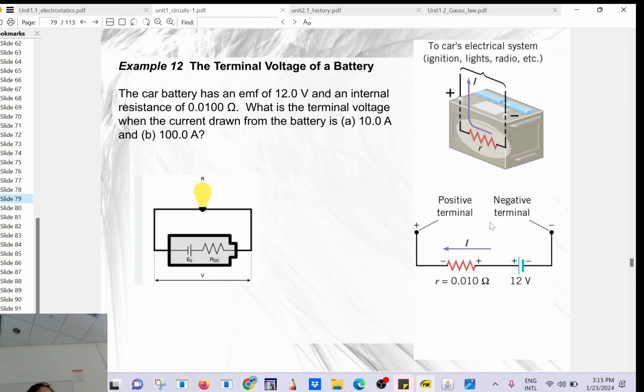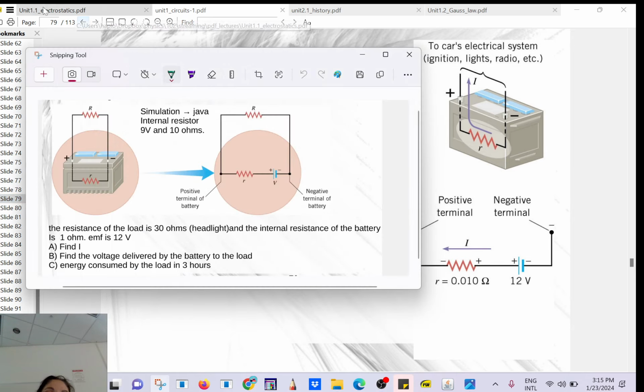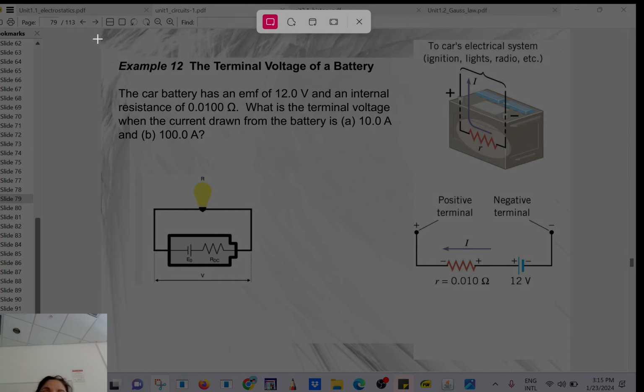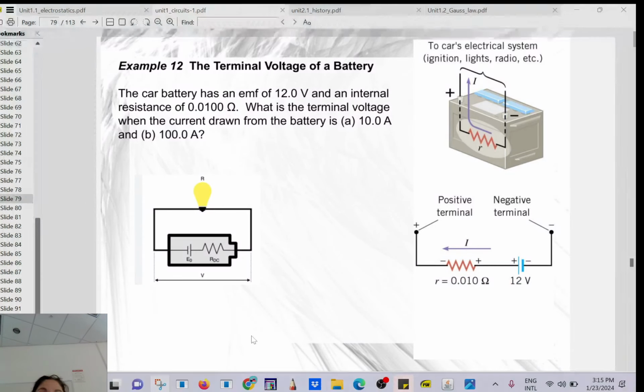Okay, so let's try to do this one. You can help each other. I see people spacing out. Don't space out. Stay with us. Help each other.